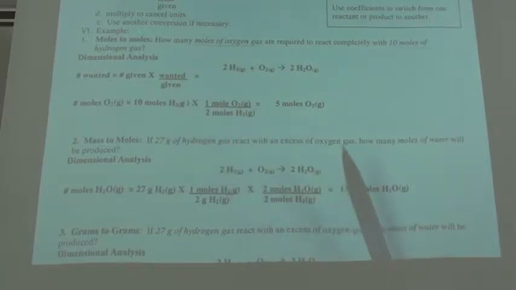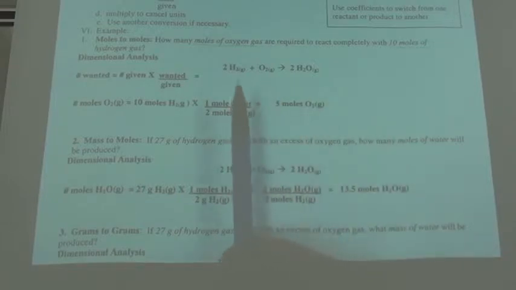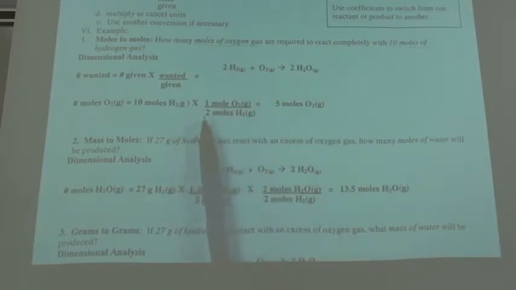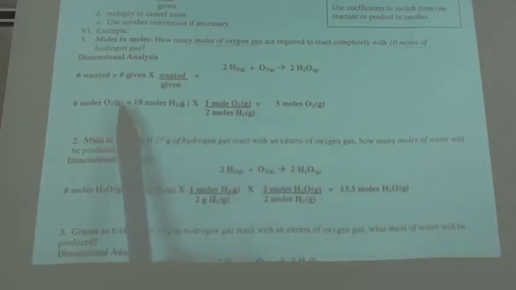To do that, we are going to use one more equality. Using the coefficients, we know that 1 mole of oxygen gas is the same as using 2 moles of hydrogen gas based on the stoichiometry of this reaction. Multiply everything on the top divided by the bottom, and you have your answer.